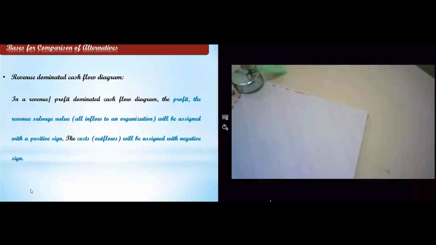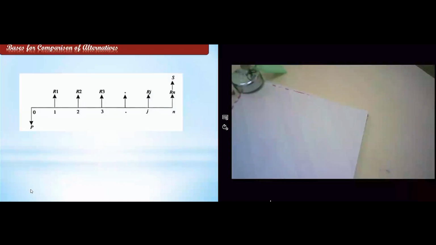Okay, so this would be the general cash flow diagram for revenue dominated. All the arrows pointing upward would be taken as positive. That is R1, R2, R3, RJ and RN are nothing but the revenue which are generated by the organization at year 1, 2, 3, J and N. P is nothing but the initial investment and S is nothing but the salvage value, which is again on the positive side or again a source of revenue.